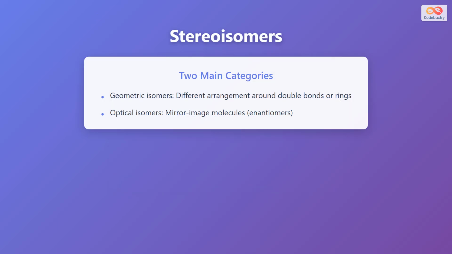Now let's explore stereoisomers. These are divided into 2 main categories. First, geometric isomers have different arrangements around double bonds or rings. Because double bonds restrict rotation, atoms or groups can be positioned on the same side or opposite sides, creating different isomers. Second, optical isomers are mirror image molecules called enantiomers. These molecules are like your left and right hands. They're mirror images but cannot be superimposed on each other.